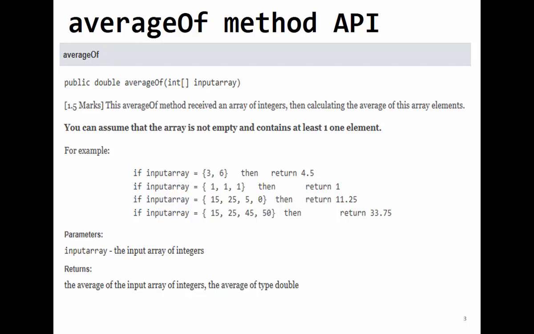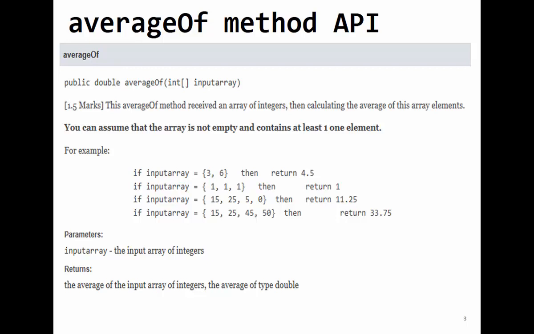The header of the method is on the API. There's nothing hidden. So you can just copy the header, put it in your code, and return any double number. If I don't have time to implement this, there's 1.5 marks, I don't need them. I focus on some other questions that are worth, for example, 4 marks.